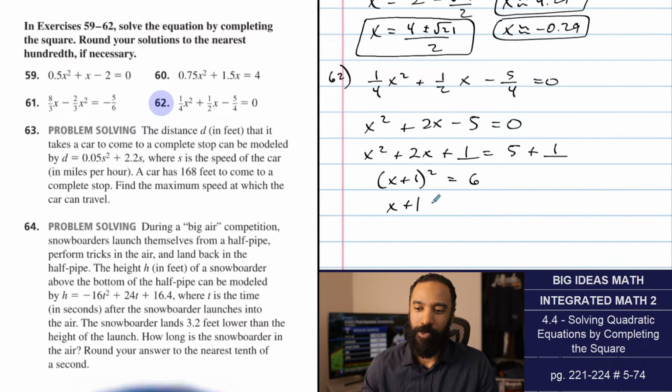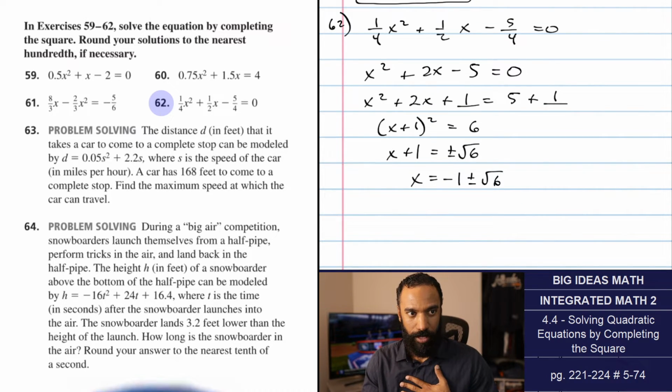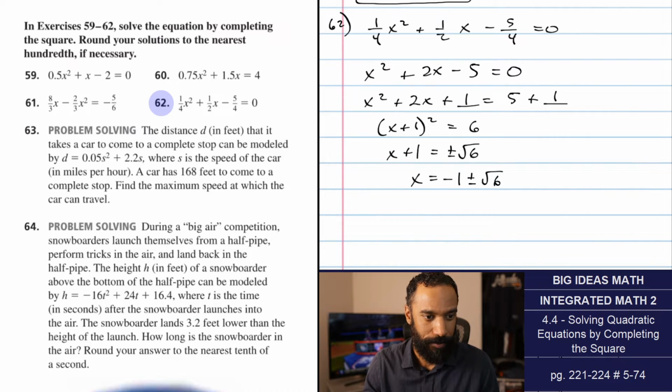Take the square root of both sides, we get x plus 1 equals plus or minus the square root of 6. And subtract 1, x is negative 1 plus or minus the square root of 6. Let's calculate and not talk for a second.